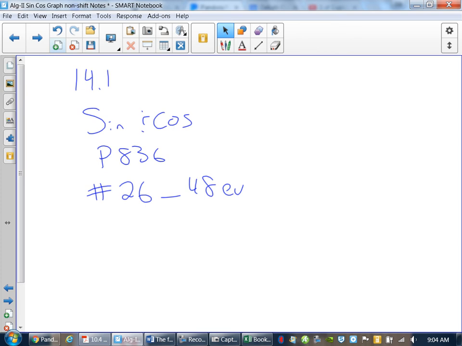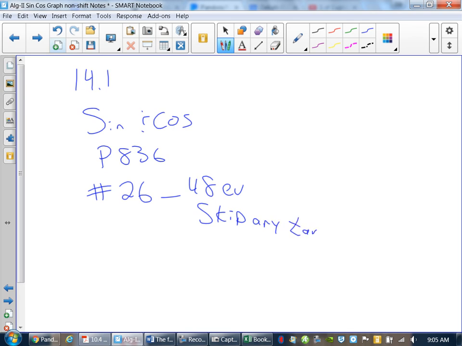You don't know how to do, skip any tangents. I think there's three of them that are tangent in there, but I didn't want to do all of it at once, sine, cosine, and tangent. Because tangent's so different. It's really easy, but it's just so much different than the other two, and I always like to separate them out.